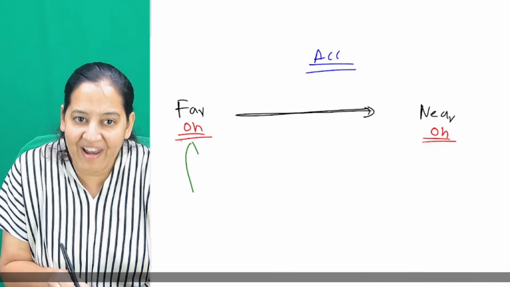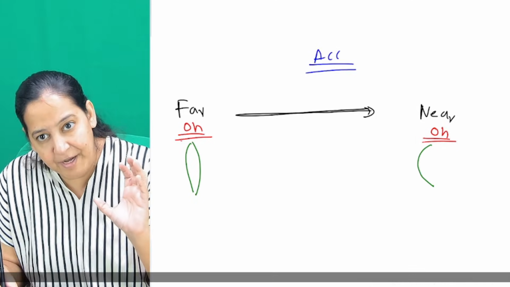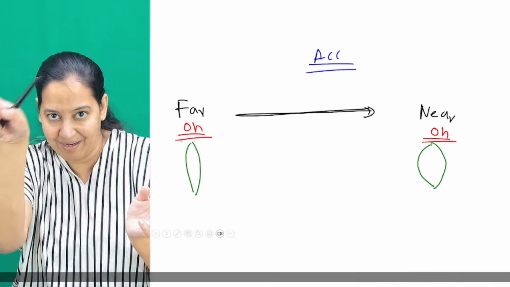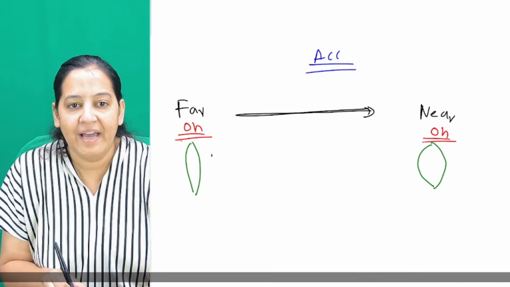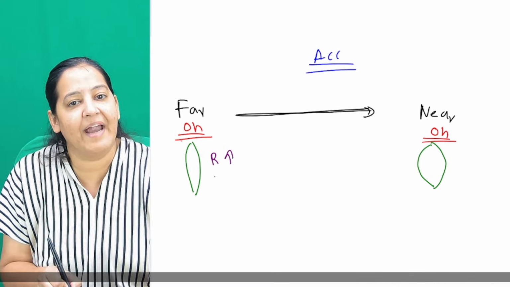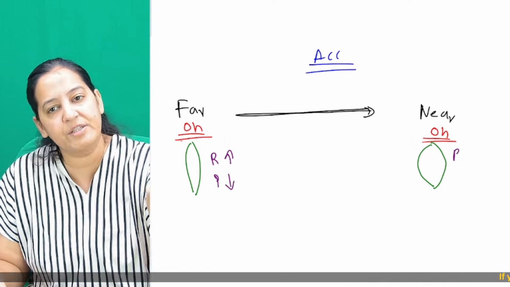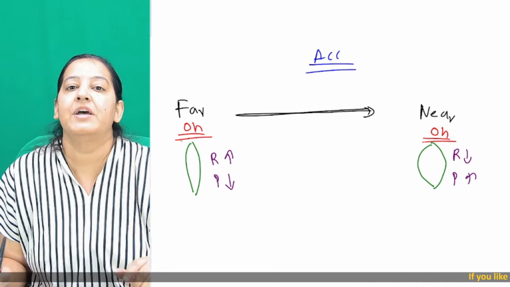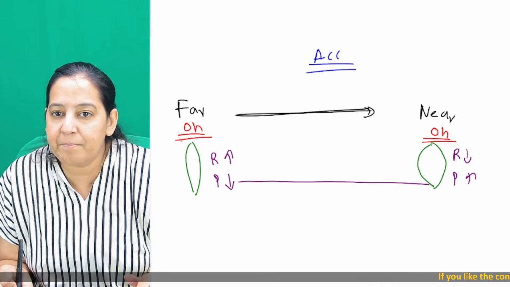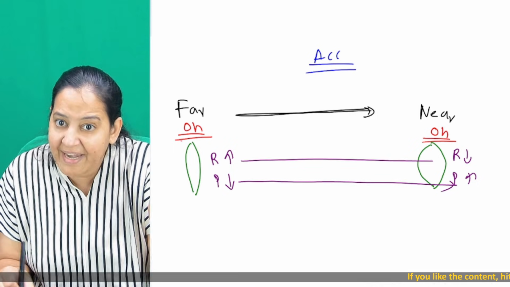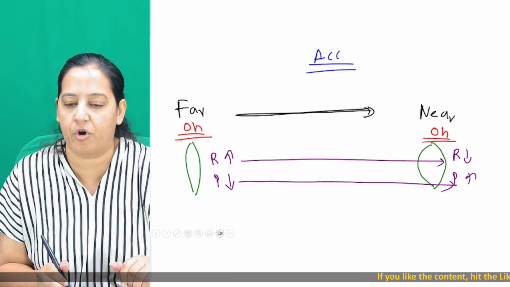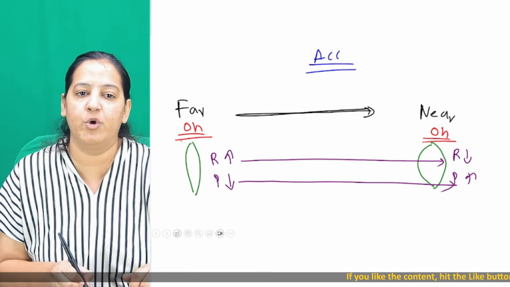So here the lens is flat like this. Here the lens becomes thicker like this. Now if you make a complete circle, you will realize here radius of curvature is high and that's why power is low. And here radius of curvature is low, so power is high. So basically accommodation is increase in power of the lens by reducing its radius of curvature. That is the definition of accommodation. This is the best way I can explain to you what accommodation is.